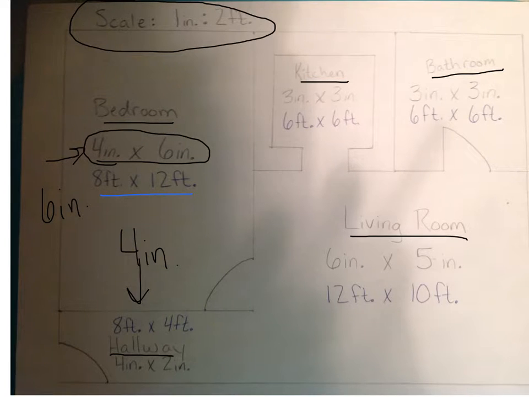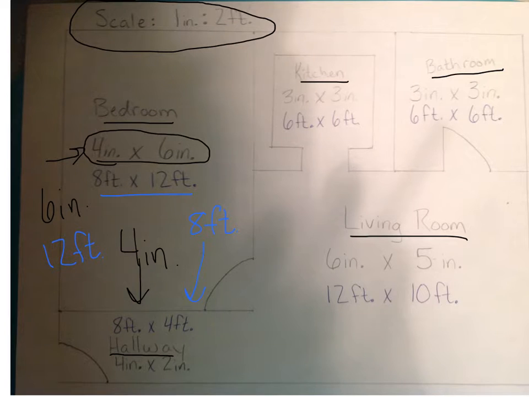Now, if we follow our scale, which again we said is for every 1 inch is 2 feet, all I had to do was multiply the scale drawing by 2, and I saw that it's going to be 8 feet by 12 feet. So in actual real life, this wall down here would be 8 feet, and this wall over here would be 12 feet. And you can go to every single one of the rooms and do that.